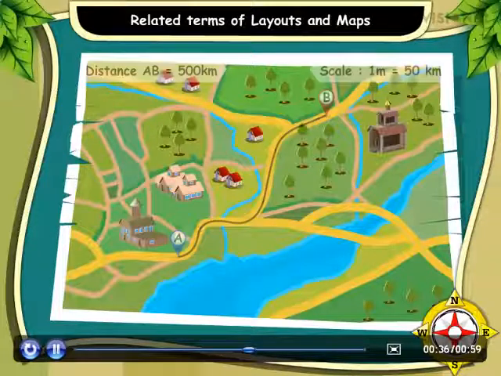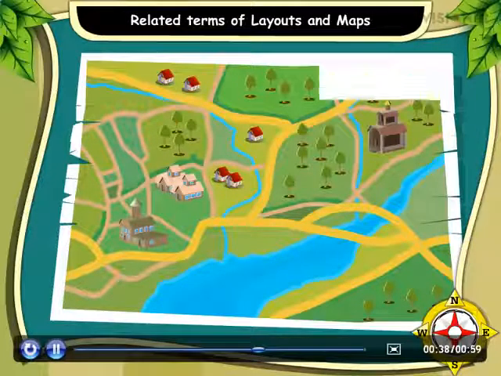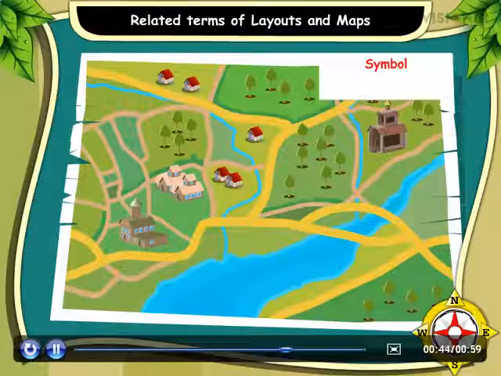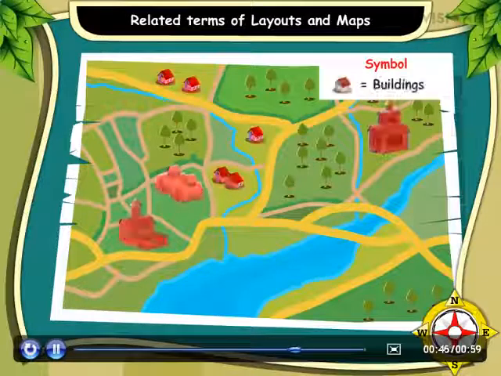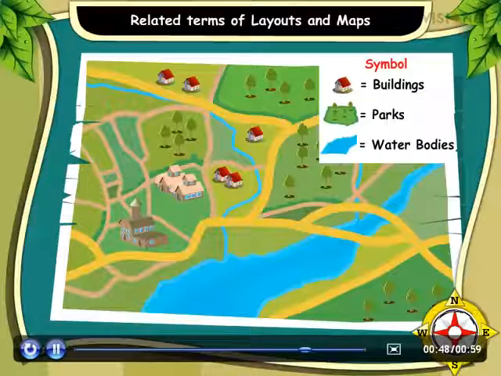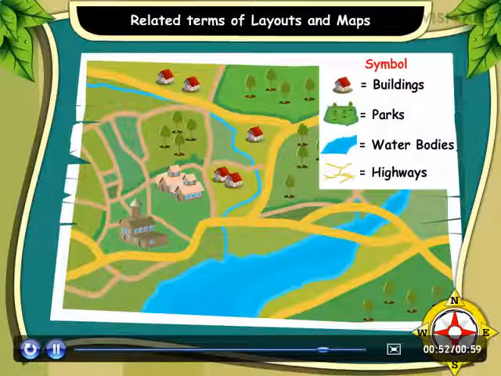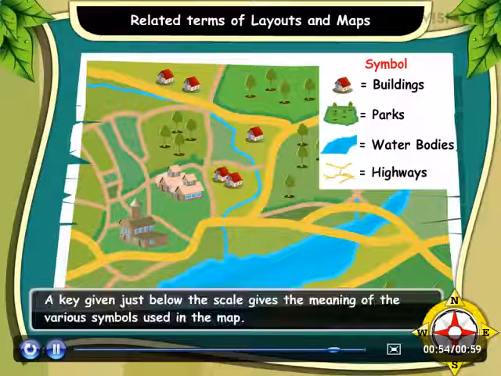Now look at the symbols on the map. In order to explain different features of a certain area, different symbols are used. For example, to show buildings, parks, water bodies, and so on, different symbols in varying sizes are used. A key given just below the scale gives the meaning of the various symbols used in the map.